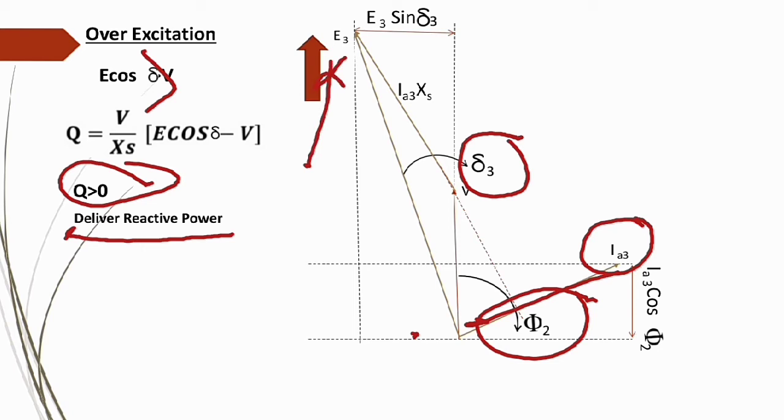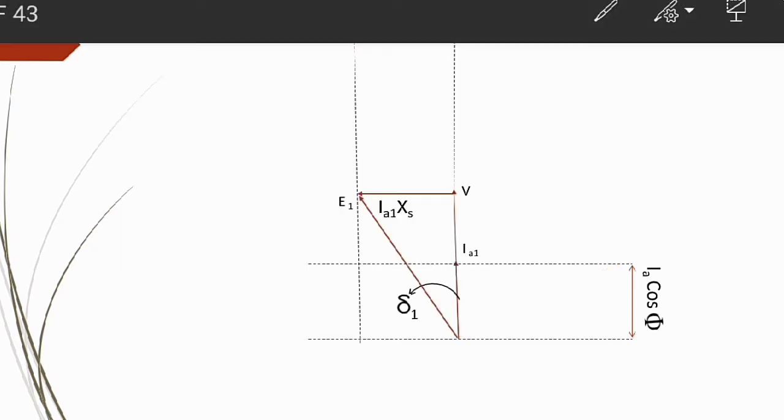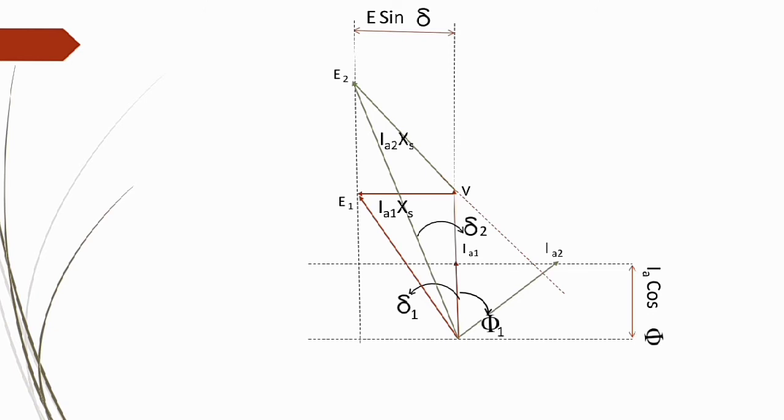Okay, so in that case when we increase the excitation more, the load angle will decrease, the power factor angle will increase, and the armature current we will see increases here. Now let's see with the help of a comparison, then you clearly notice this increase or decrease. So the first condition is the normal condition.